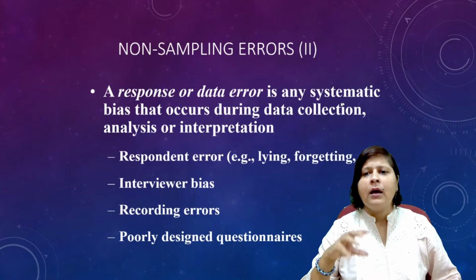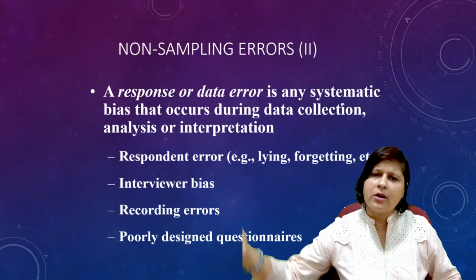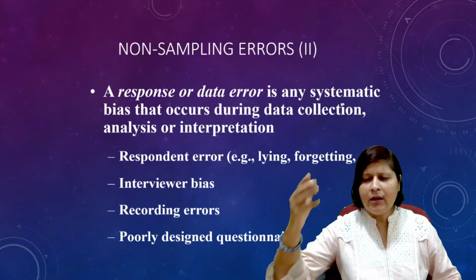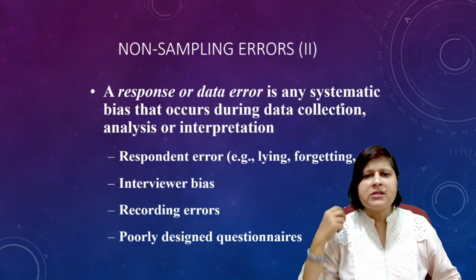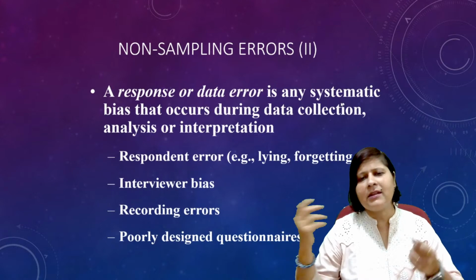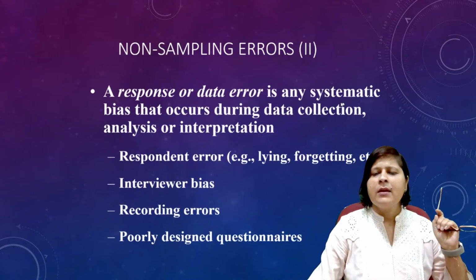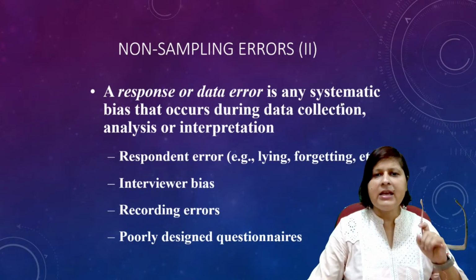Then comes the sampling frame. What is the sampling frame? In easy words, it's a list of the population from which you can select the sample. Sampling procedure: there are two types. How can you select the sample? There are two techniques of selecting a sample: probability sampling and non-probability sampling.